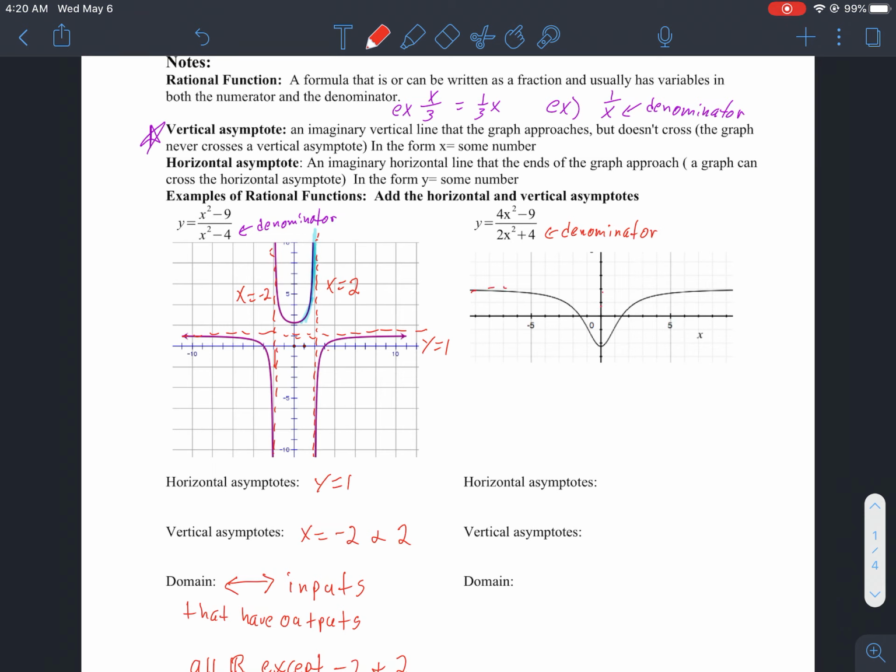Okay, there is an imaginary horizontal line at 2. So the horizontal asymptote is y equals 2. The vertical asymptote, is there an imaginary vertical line that the graph comes close to but doesn't cross? No. There's no vertical asymptote in this one.